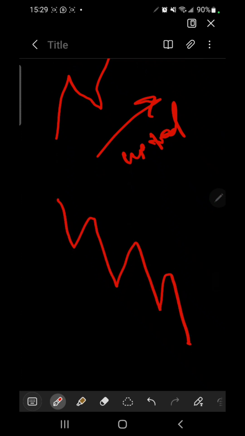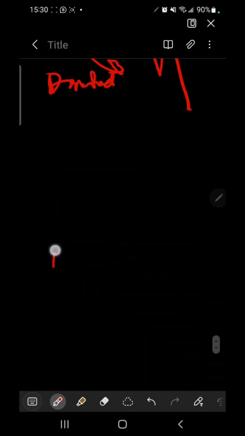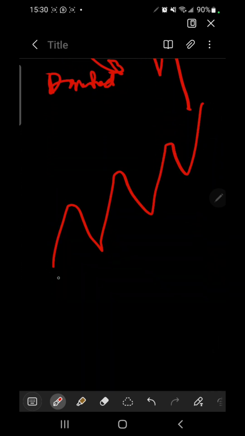Okay, remember we only have two directions that we mainly focus on as forex traders. It's either the market is going up or is going down. In the case of an uptrend, that means the market is going to be trending upwards. And in the case of a downtrend, the market is going to be moving downwards. So what really are the components of an uptrend?